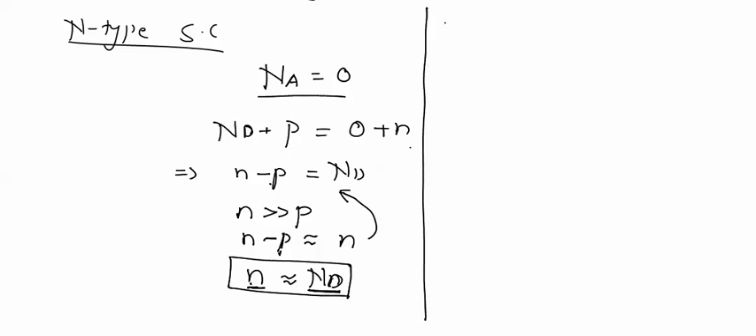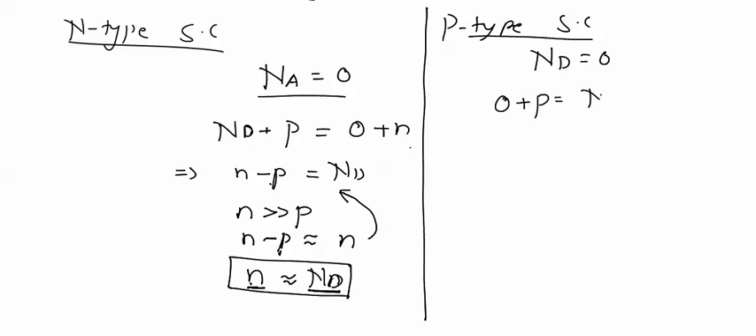Similarly, in p-type semiconductor, acceptor type impurities are added, so donor type impurity concentration Nd will be equal to 0. For this p-type semiconductor, we can write the law of electrical neutrality as 0 plus p equal to Na plus n. This equation can be written as p minus n equal to Na.